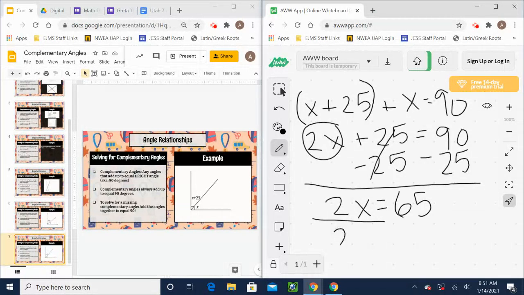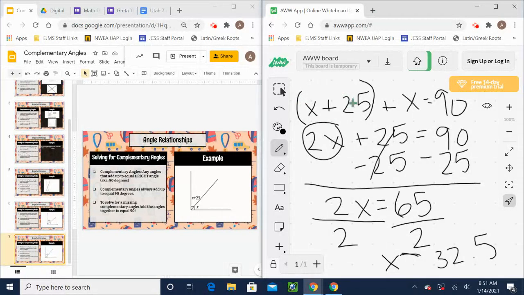When I solve for that x by dividing by 2, I get x equals 32.5. Okay, so my x value is 32.5. That is this angle value.